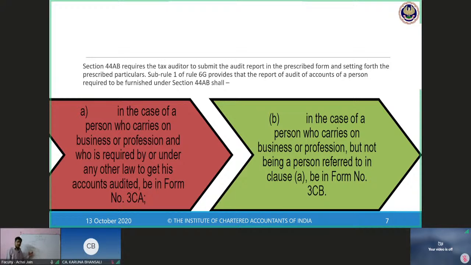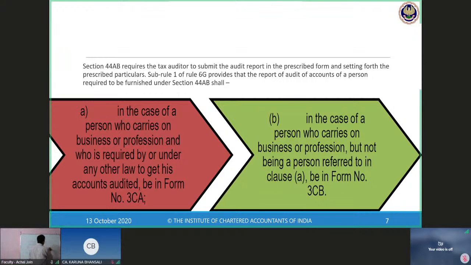In this case, for this company, when its Form 3CD will be filled, and in case its turnover exceeds 1 crore, then the auditor of this company will be required to issue audit report in this form. Okay, I'm repeating my point. Because this company has got its financial statements audited, and let's suppose tax audit is applicable on this company, depending on the thresholds and criteria that we have discussed, then the tax auditor will be required to issue the report in this format using form 3CA. Clear?